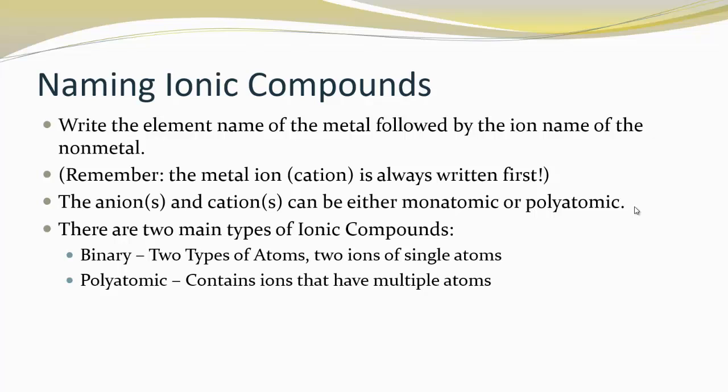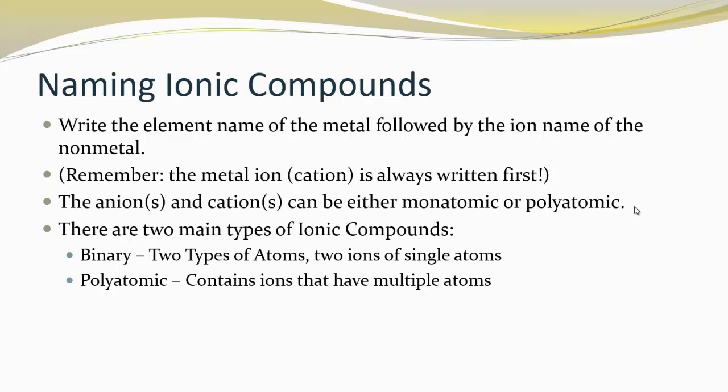The last thing we're doing today is naming compounds. And there are a couple of different kinds of compounds for ionic ones. You've got binary and polyatomic. Poly means multiple. Binary means there's two options. So that means binary is two types of atoms. To name these is actually really easy. You take the name of the metal, and then you follow it with the nonmetal.